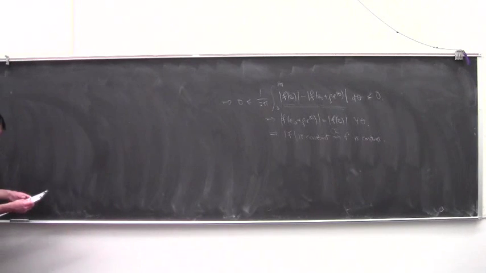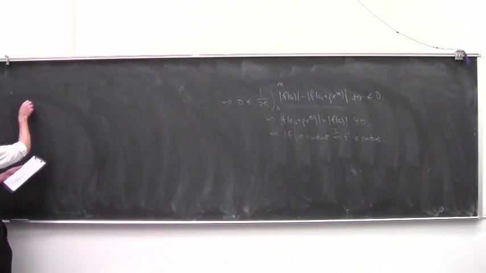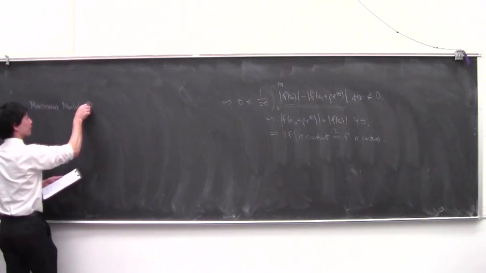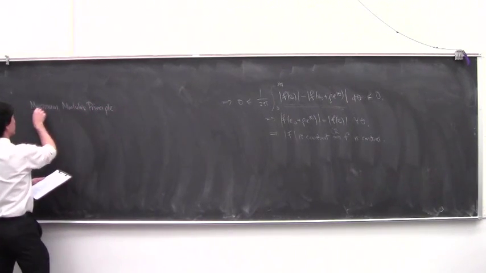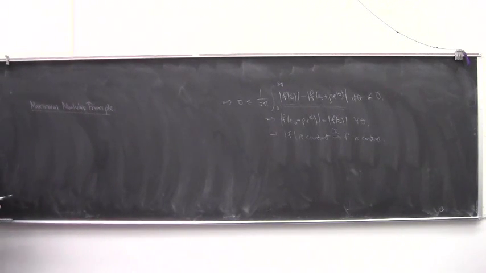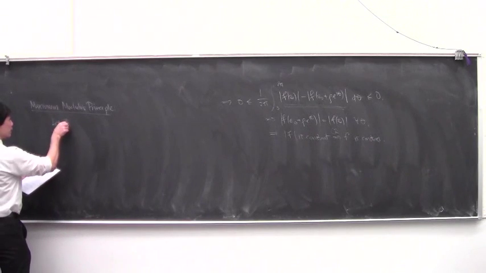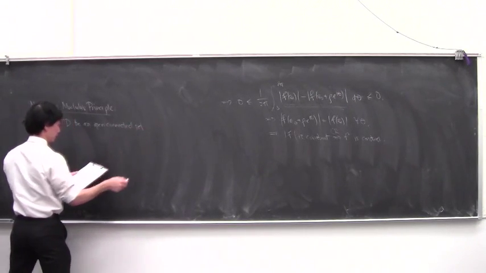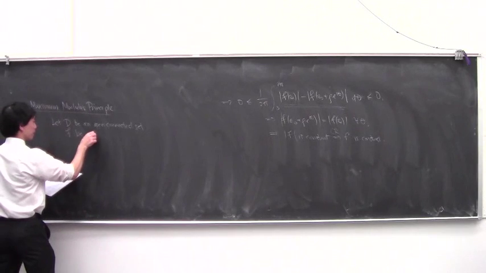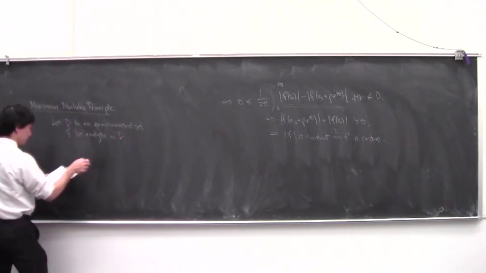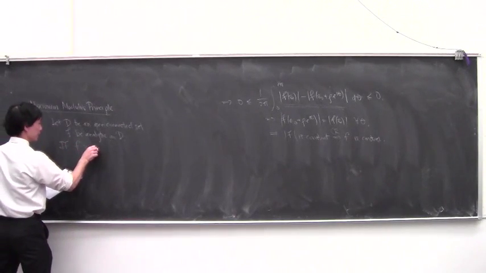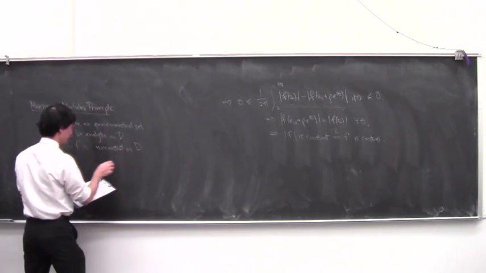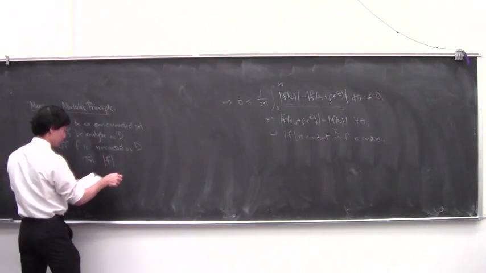Okay. Well, now that we have the local maximum modulus principle, we can get the global maximum modulus principle, which is this. Let D be an open connected set, and let f be analytic on D. If f is non-constant on D, then the modulus does not attain a max.